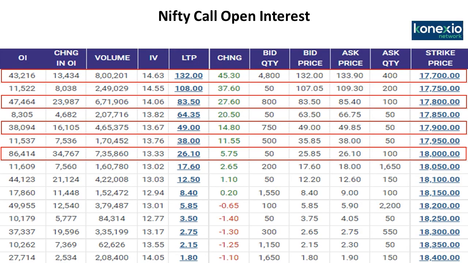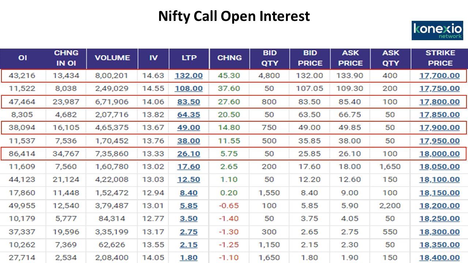So you can see on the screen the action was seen in 17,700 calls, then 17,800 calls, then 17,900 calls, and 18,000 calls. Now here you can see there has been a rise in the open interest. There has been a slight rise in the option premium. Implied volatility is also in a comfort zone. It is just between 13.33 to 14.63. So most probably everything seems to be in the comfort zone. It is showing that the trend is positive.